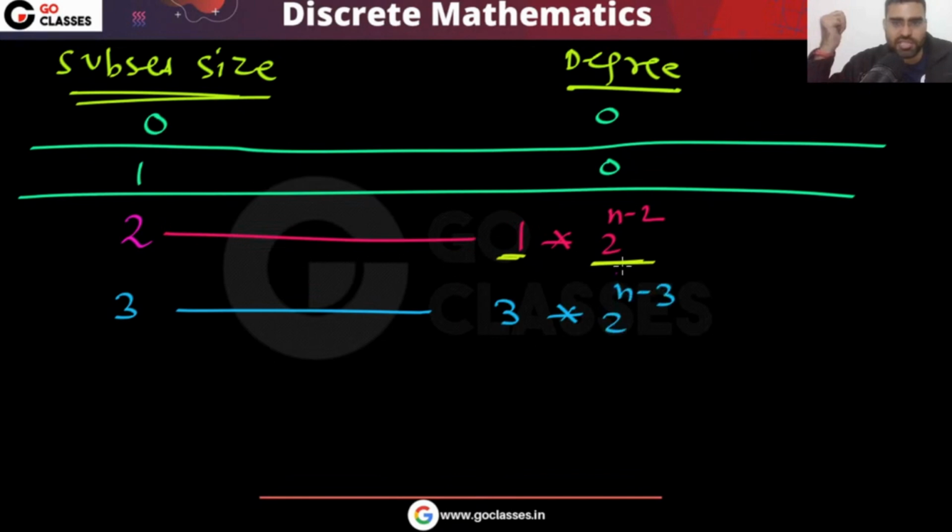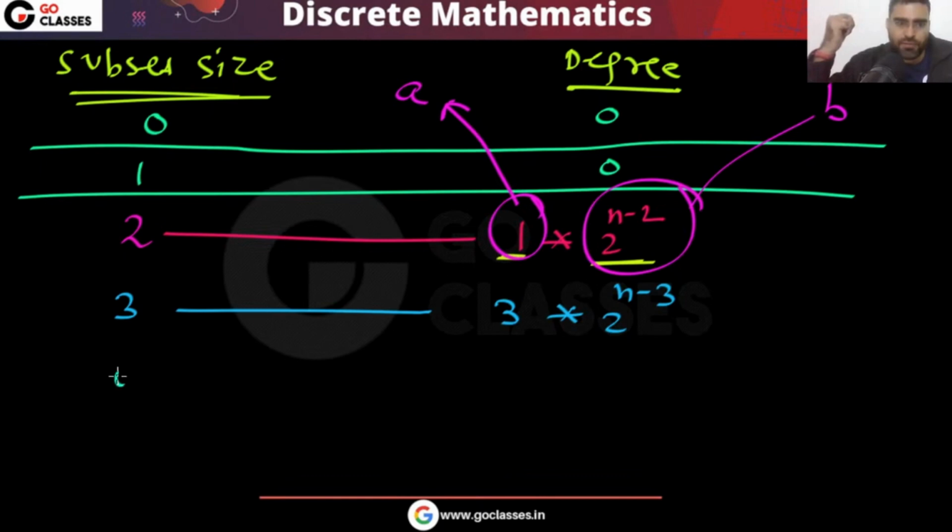So there are 2 things happening here. Let's call it quantity B, and let's call it quantity A. So this is your quantity B and this is your quantity A. Okay. If you have 4, then what will happen? Then 4c2, that is 6. And this is n minus 4.